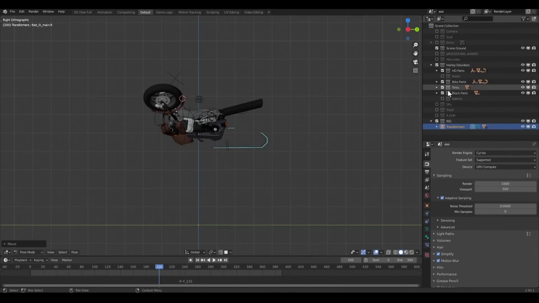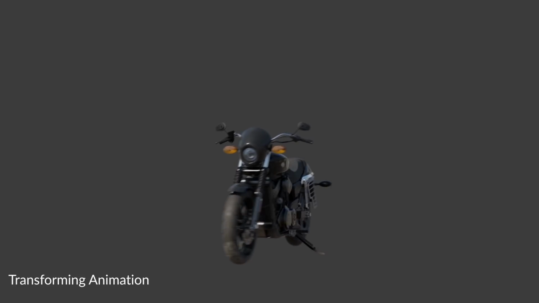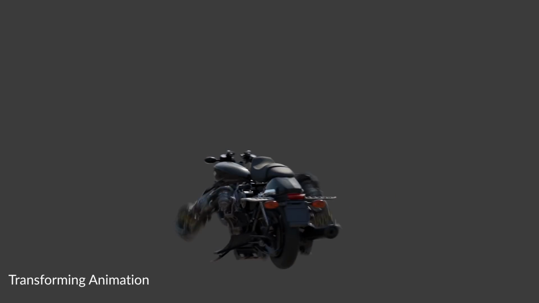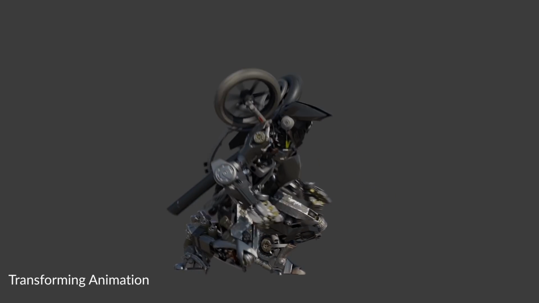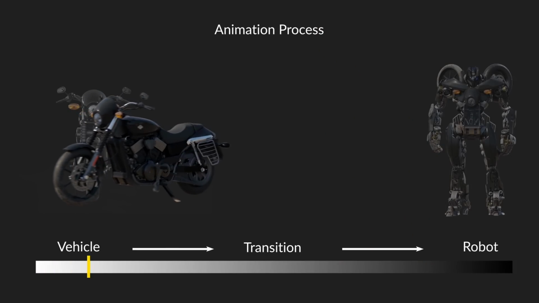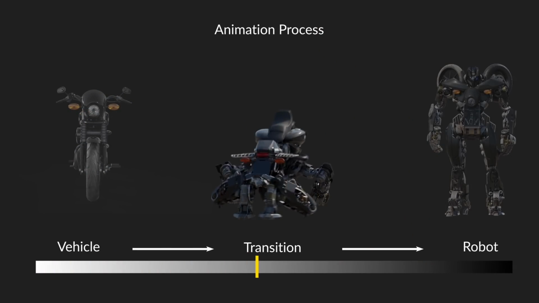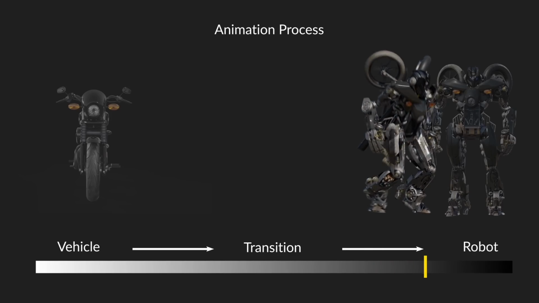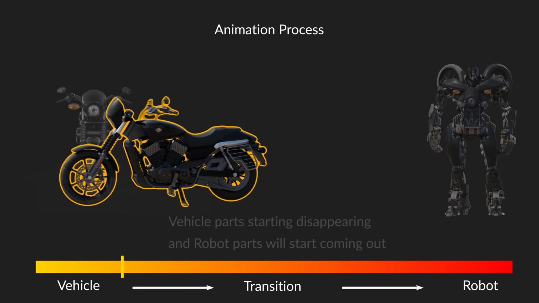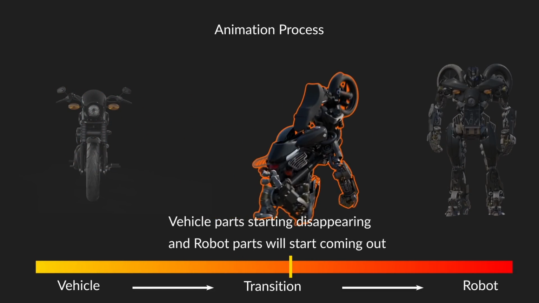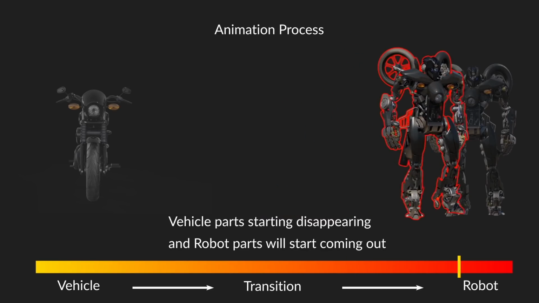Now the animation part. So for your basic understanding, I will show a very basic structure of the animation. The animation will be a simple transition between the vehicle and the robot. The main step you have to do is, make parts of the vehicle start going under, and parts of the robot start coming out. You can break this in two simple steps, or I can say two animation layers.